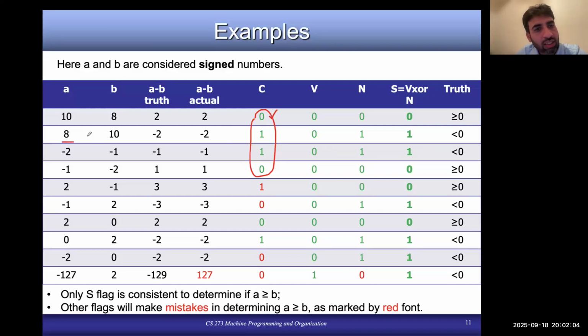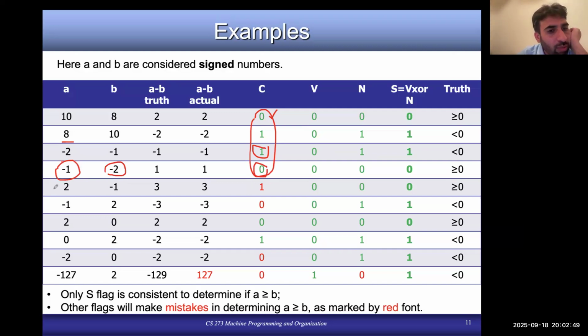Here 8 is less than 10 in the second part, so the carry flag is telling us that the value is 1, so it is conveying the correct information. Next, -2 and -1: the carry flag is 1, so it is telling us that A is less than B, which is true, right? -2 is less than -1. And in the next line C is 0, which means A is the same or higher than B. A is -1 and -1 is higher than -2, right? So C is conveying the correct information.